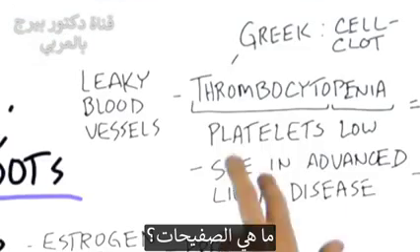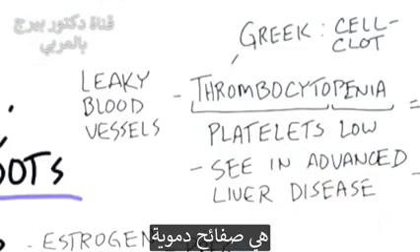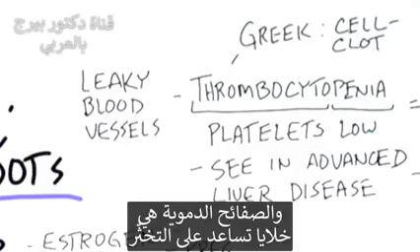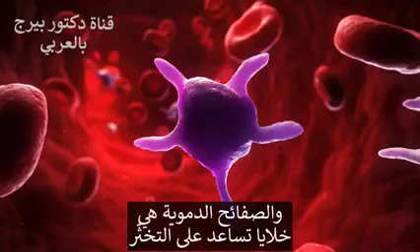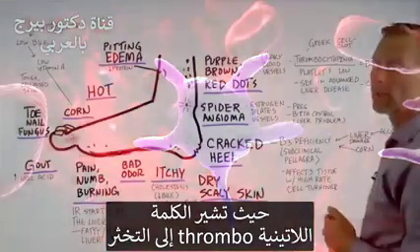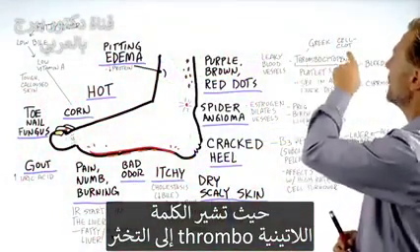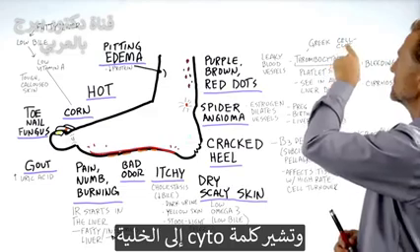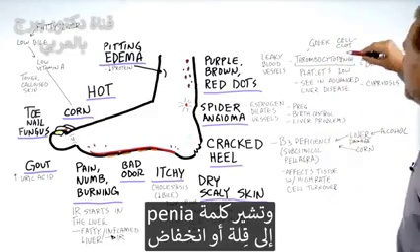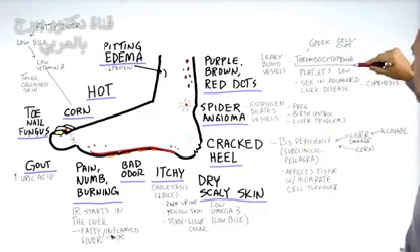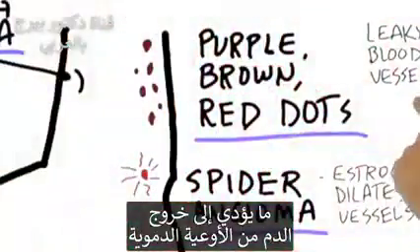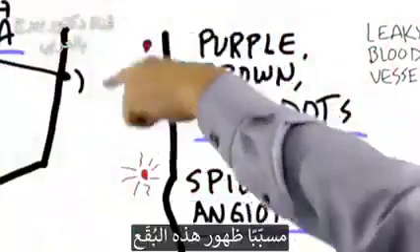All right, let's break it down. What is a thrombocyte? Well, it's a platelet, okay? What are platelets? They're cells that help clot, okay? In fact, the Greek word for thrombo means clot, and then cyto means cell. And then penia means low. So we have low platelets. So thrombocytopenia is basically you are not going to be able to clot, and so you're going to have leaky blood vessels, and you're going to see this right here.